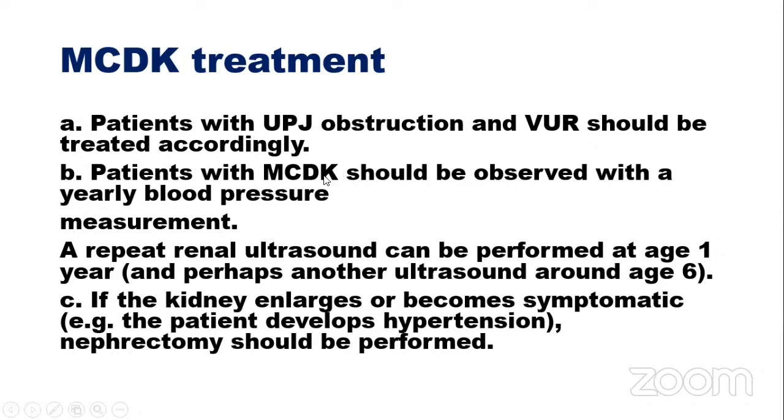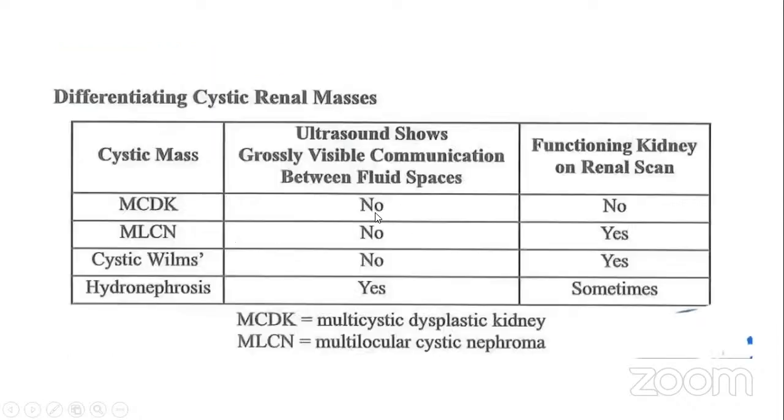Patients with MCDK should be observed with yearly blood pressure measurements. A repeat renal ultrasound can be performed at 1 year of age, and perhaps another ultrasound at the age of 6 years. If the kidney enlarges or becomes symptomatic, or the patient develops hypertension, nephrectomy should be performed.